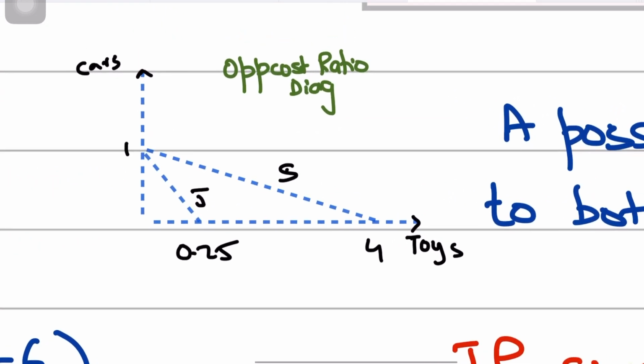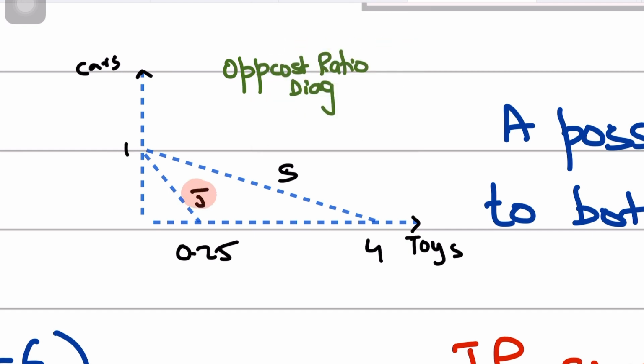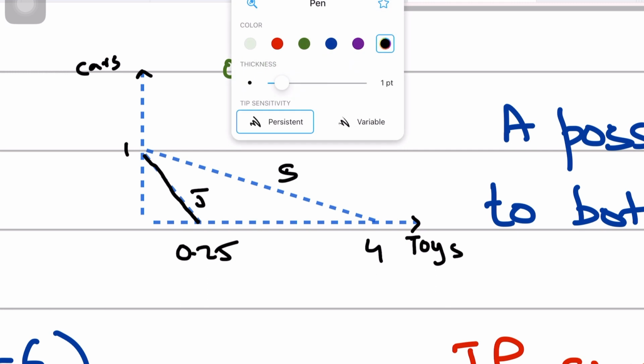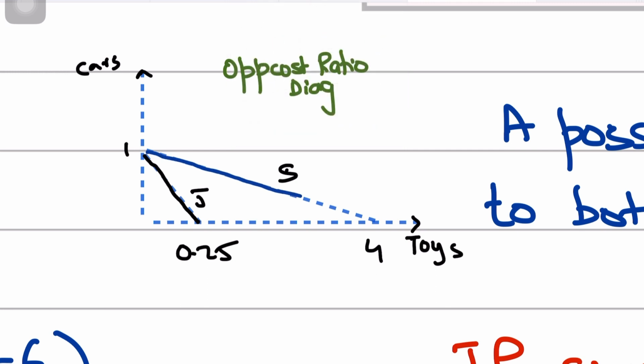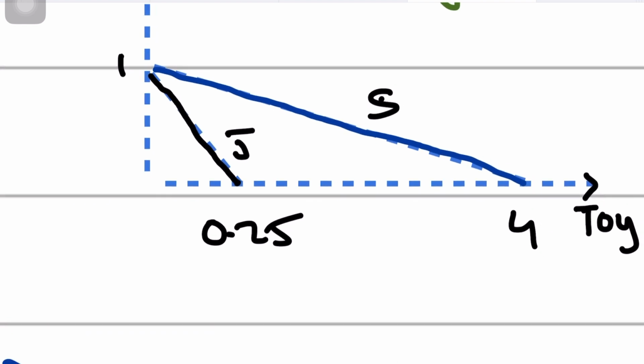Now this is an opportunity cost diagram. It's simply telling us the opportunity cost ratios. So you can see J for Japan here, and you can see that the opportunity cost ratio is 1 car for 0.25 toys. So this line is representing Japan's opportunity cost ratio line, while the blue line is representing Sweden's opportunity cost ratio line, right? Which simply means that for every car that Sweden makes, it forgoes 4 toys.